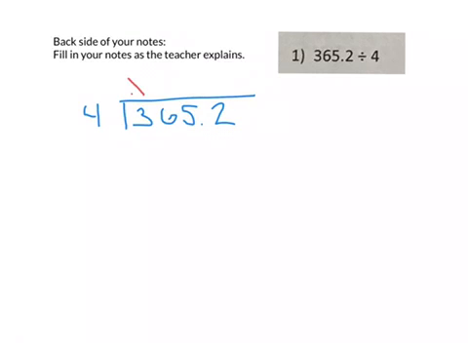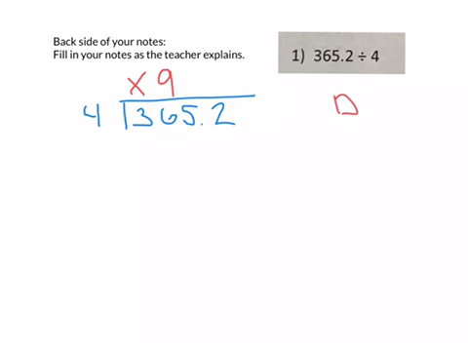No, 3 is smaller than 4. Can 4 go into 36? Yes, 4 goes into 36 9 times. So you write your 9 above the 6. It's really important for you to be neat and to line things up. So this is the first step, and this is the divide step. So we're going to divide first.